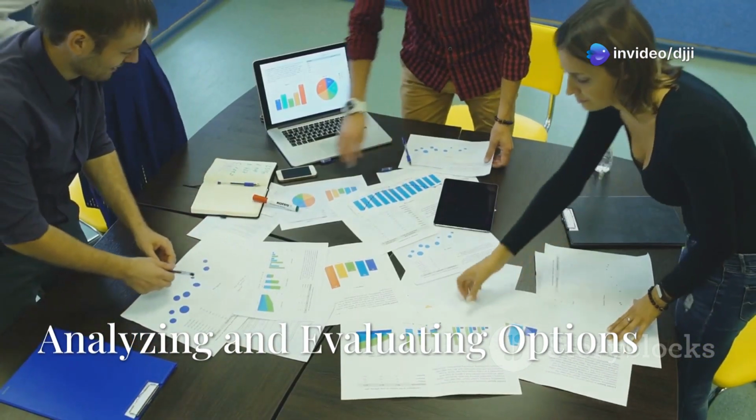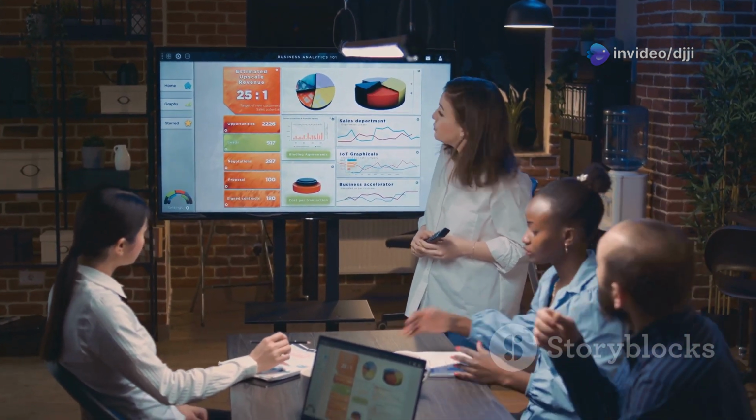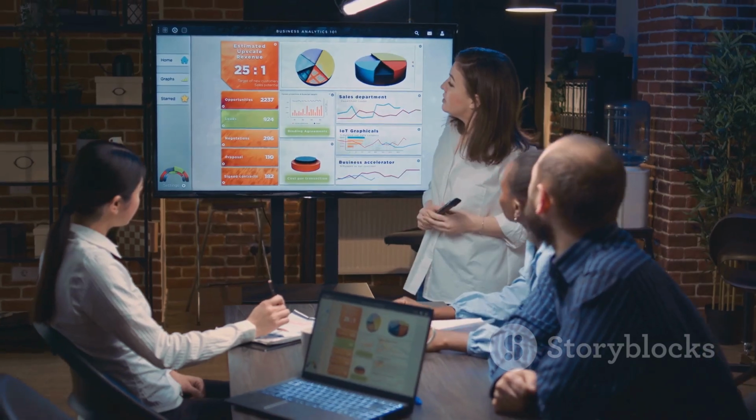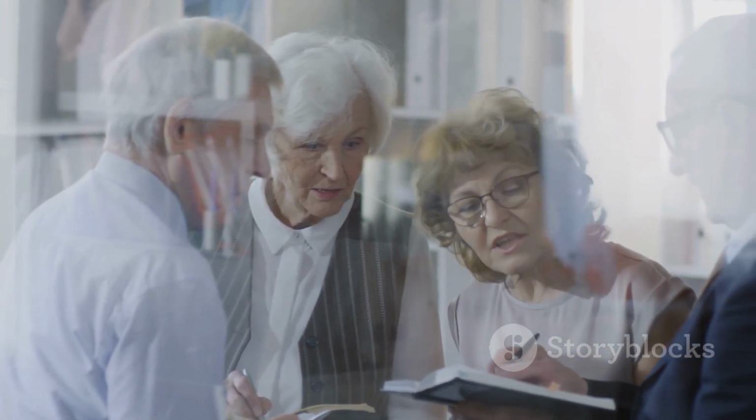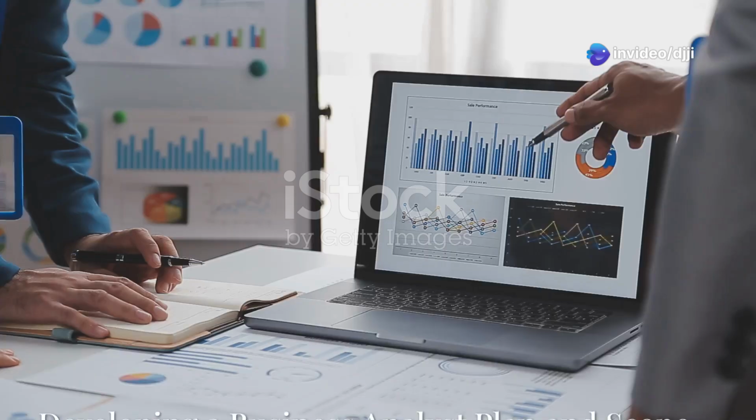Analyze and evaluate options. Analyze the collected data to identify inefficiencies, bottlenecks, and areas for improvement. Evaluate potential solutions based on their feasibility, cost, and impact on business objectives. Use tools like PESTLE analysis to assess external factors influencing the business.